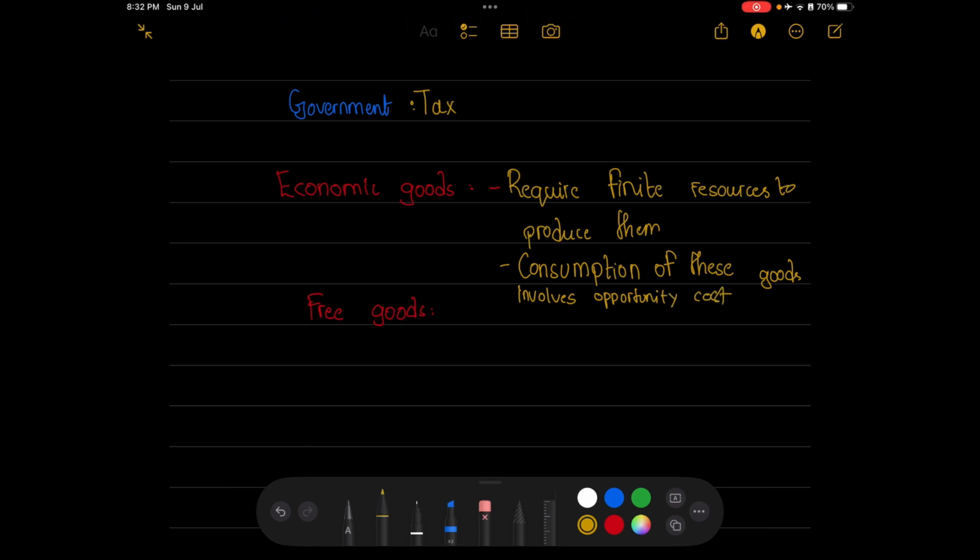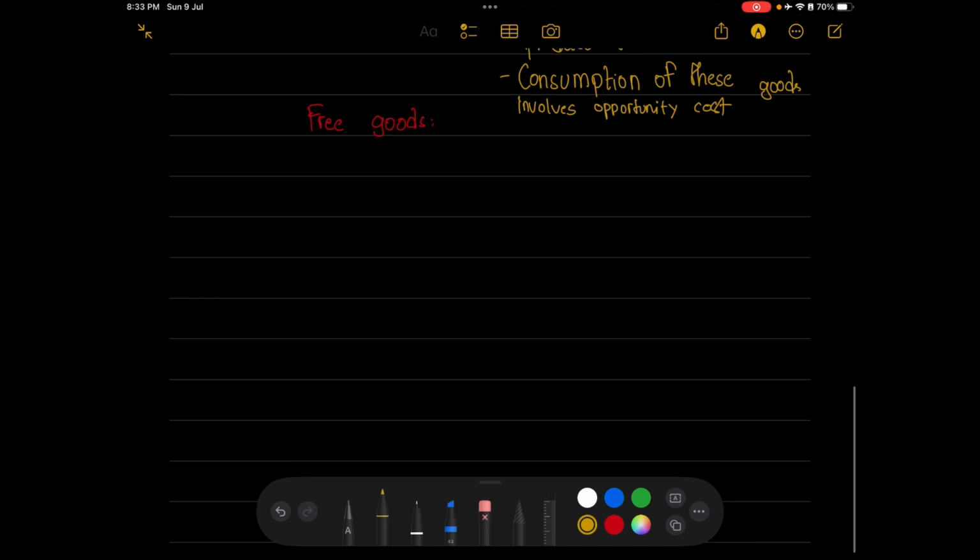Basically, economic goods are those goods which require resources to produce them, and if they're being consumed, that means resources were used, and these finite resources could be used to produce something else, right? So that's why this consumption involves an opportunity cost. On the other hand, you have free goods. One of the biggest mistakes is thinking free goods are those goods you don't have to pay for. In economics, it's not like that.